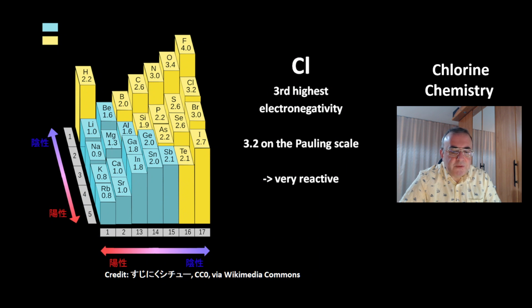This is a diagram of the electronegativity of the chemical elements, and chlorine is at number 3. There are only two elements with higher electronegativity, that's oxygen and fluorine. It has an electronegativity of 3.2 on the Pauling scale, and that makes it very reactive.